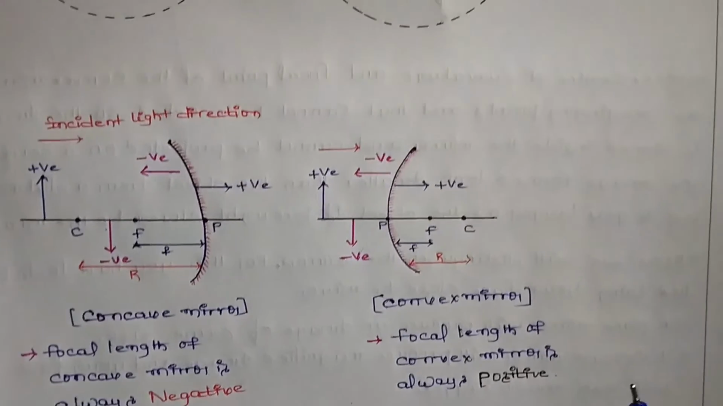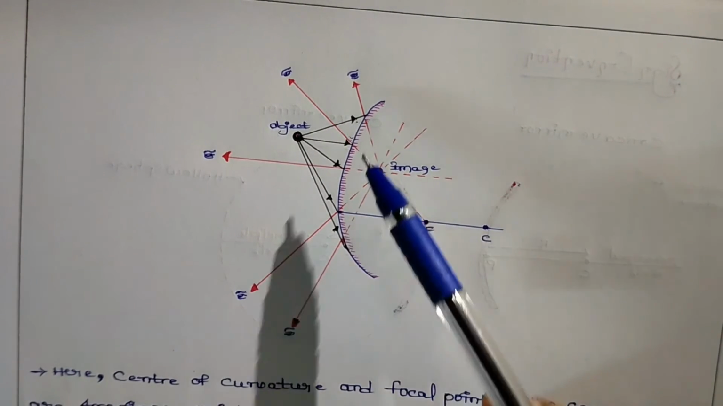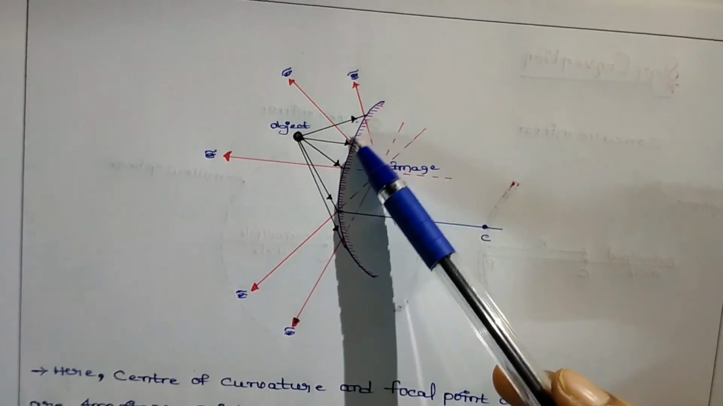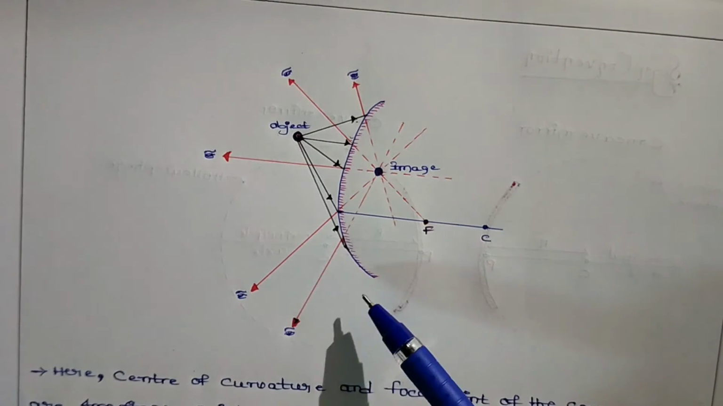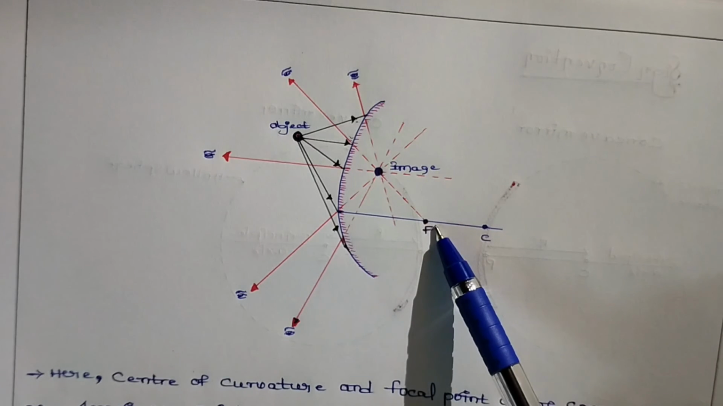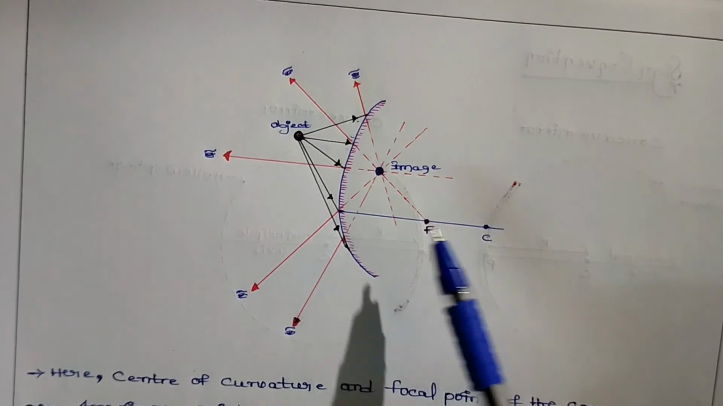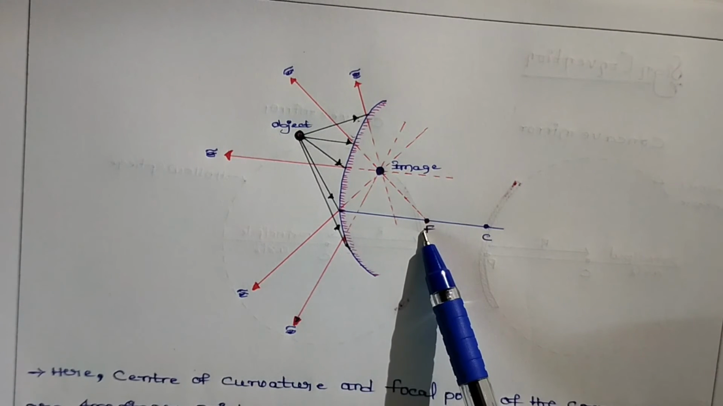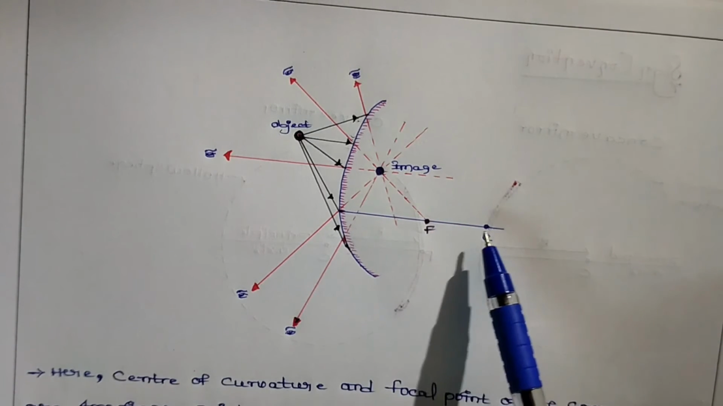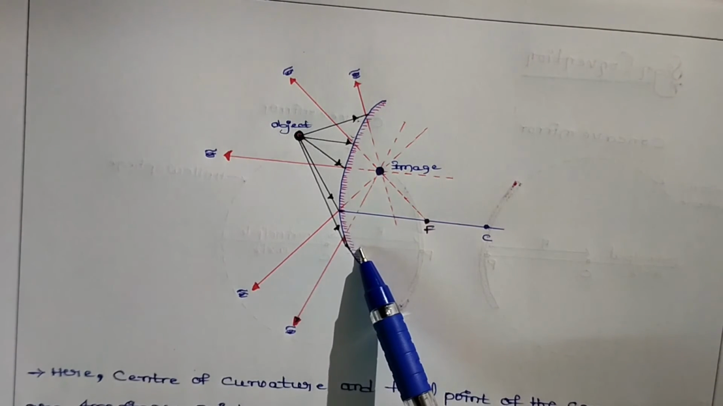In the case of a convex mirror, let us take the example of a convex mirror. This is a convex mirror because the reflecting surface is outward and the inward surface is silvered. Here, if the center of curvature and focus lie behind the convex mirror, the sign of radius of curvature and focal length are taken as positive.